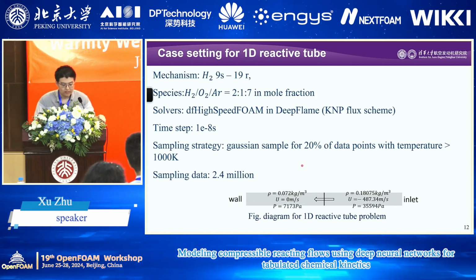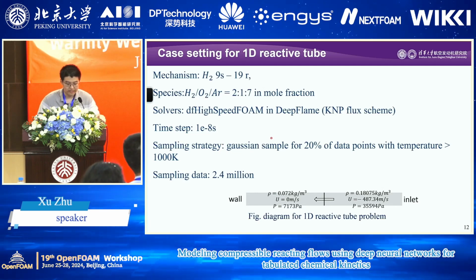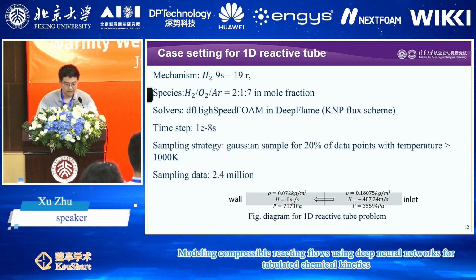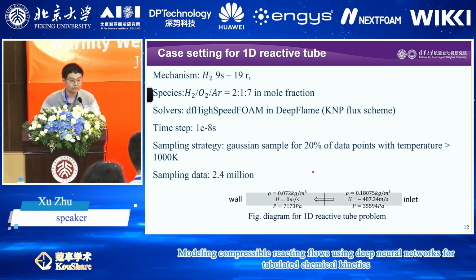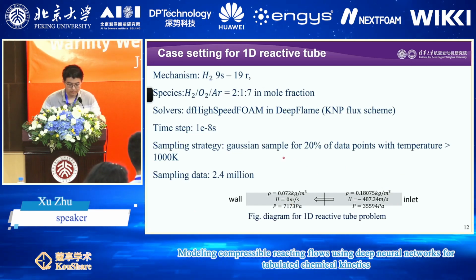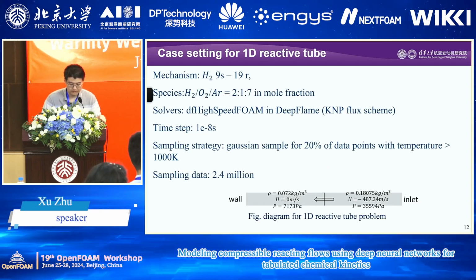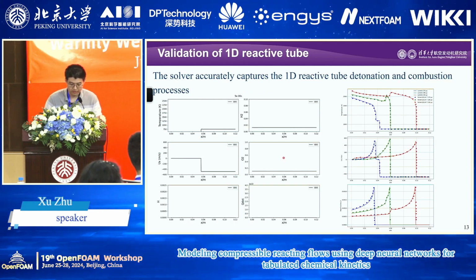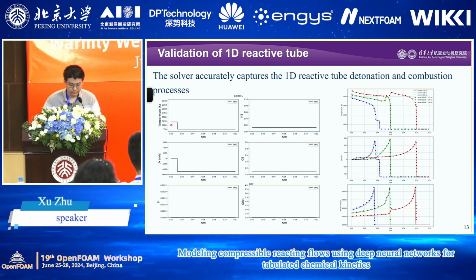and you will see a detonation process. For the solver, we apply highSpeedFoam in DeepFlame. It has a KNP flux scheme. For the sampling strategy, we sample the whole process. Because the data points are too many, we only sample the points with temperature over 1000 K, where detonation is likely to happen, and we sample about 20% of the data. The sampled data is about 2.4 million points. And here is the validation of the 1D reactive shock tube against the original CVODE solver. And as I mentioned before, we'll see the whole process.